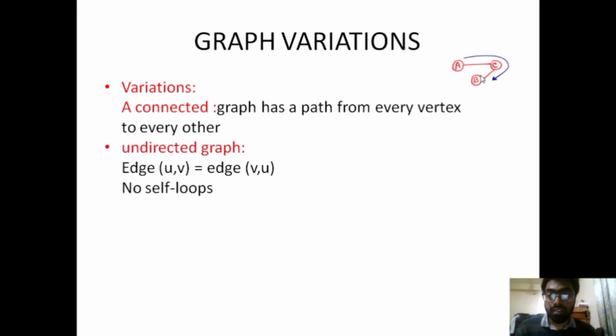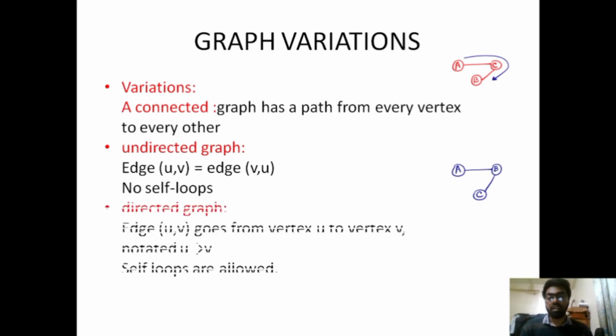The other one is an undirected graph. The undirected graph means it has no direction in the graph. We can see an example there. It has 3 vertices which are connected with each other, and the edges have no certain direction. That's why we can traverse from A to B as well as B to A, because the edges have no certain direction. An undirected graph has no self loops. Self loops are not allowed for an undirected graph.